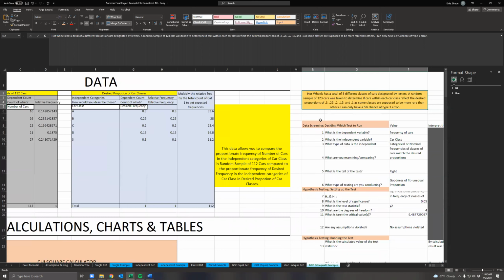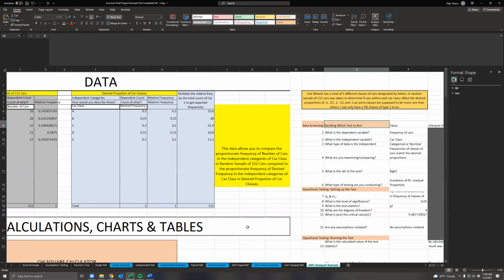Okay, so Hot Wheels has a total of 5 different classes of cars designated by letter. A random sample of 112 cars was taken to determine if cars within each car class reflect the desired proportion of 0.3, 0.25, 0.2, 0.15, and 0.1, as some classes are supposed to be more rare than others. I can only have a 5% chance of type 1 error.